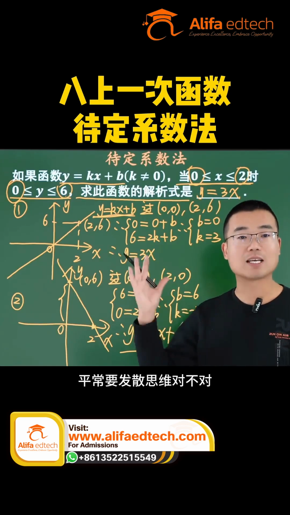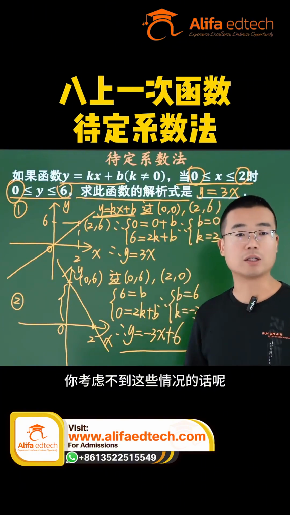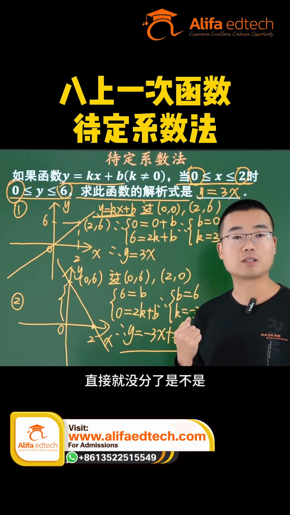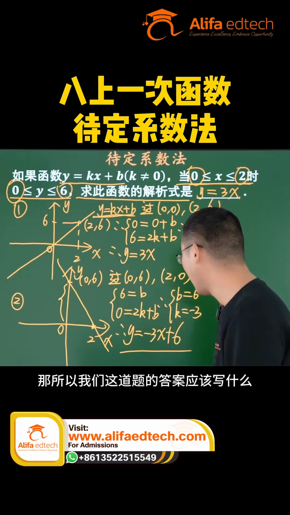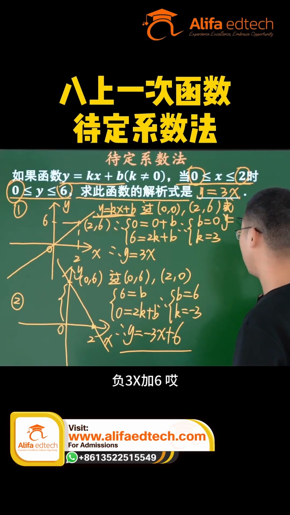That's why we recommend thinking divergently many times. If you don't consider these situations, you'll get no credit, right? So our answer to this question should be what? Y equals 3x, or y equals minus 3x plus 6. Write it like that. Write it on this line.